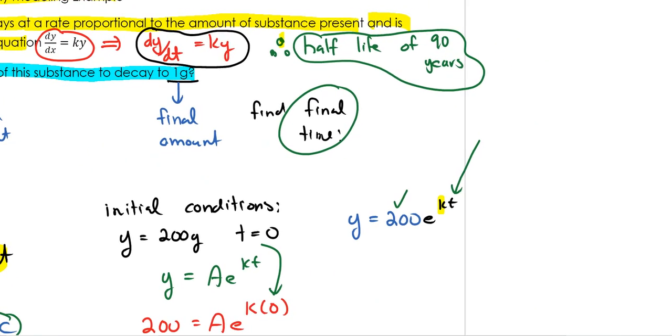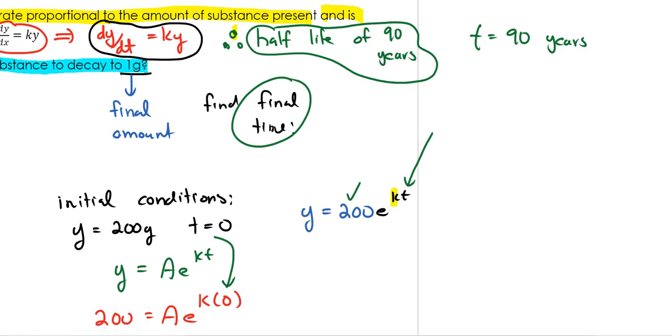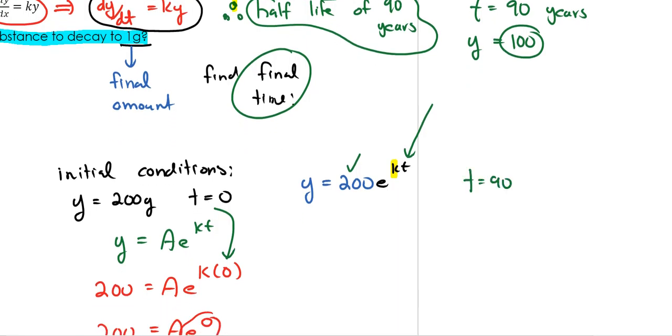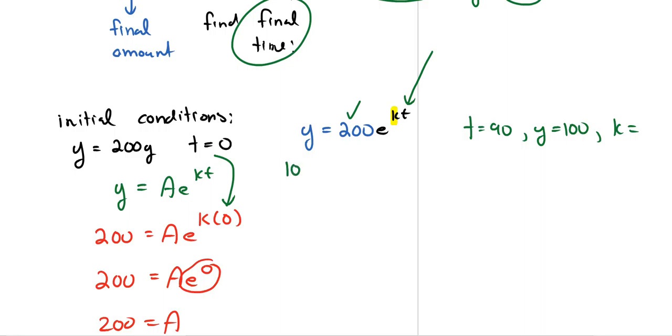Okay, so what that means is if t is going to be 90 years, and if we're initially given 200 grams at the beginning, the half-life or the remainder should be y equals 100. Now 100 is half of 200, right? So initially when time equals 0, we start off with 200 grams, and if the half-life is 90 years, that means after 90 years we should have 100 grams. So if we use t equals 90 and y equals 100, then I can find the value of k. Alright, so y is going to be 100.